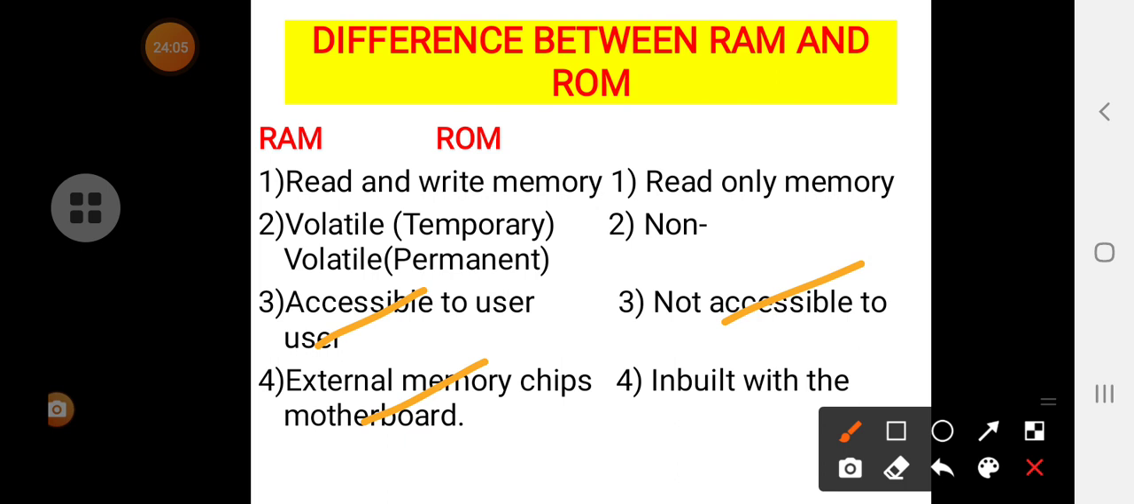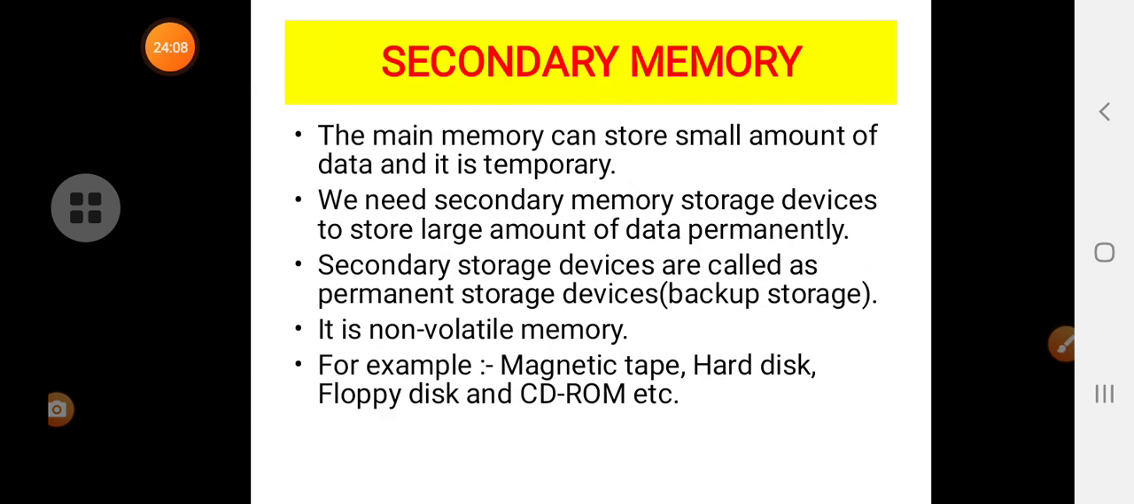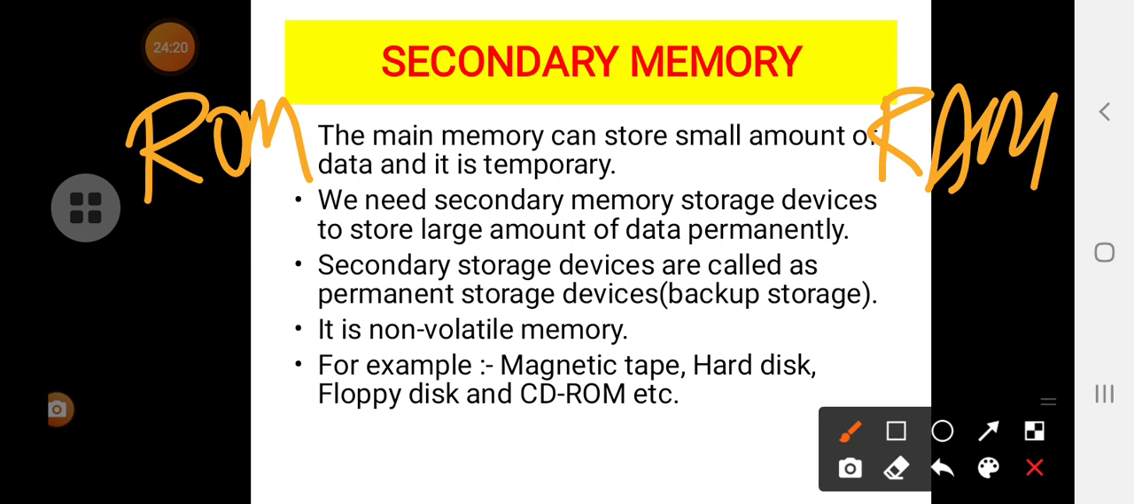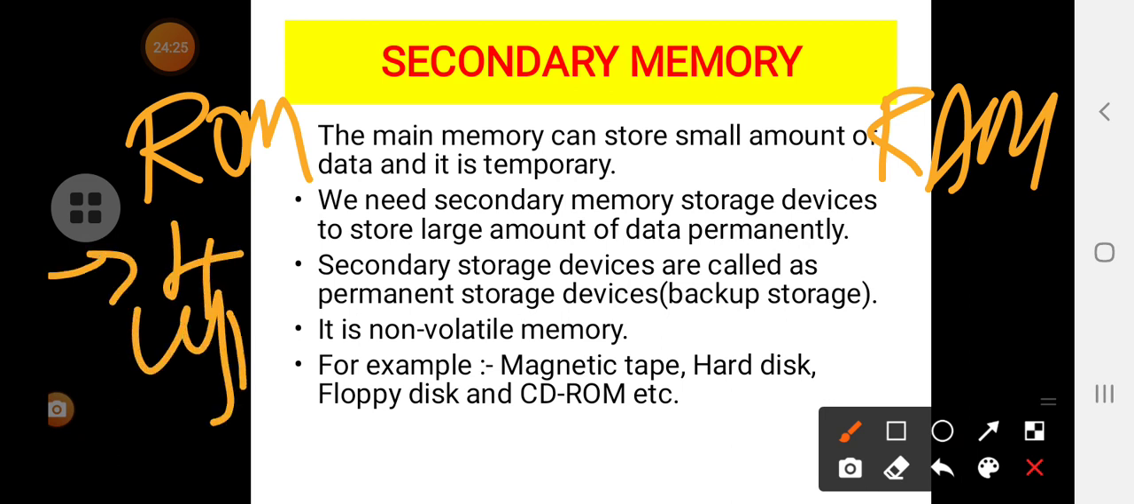Okay students, I hope you all are understanding. Secondary memory. Until now we discussed primary memory. In primary memory there are ROM and RAM. In ROM there are 4 types. What are those 4 types?